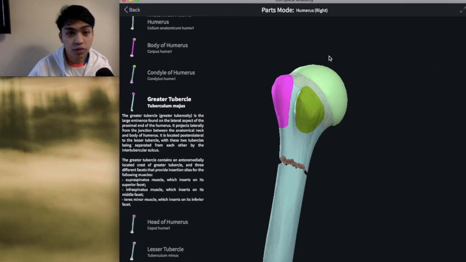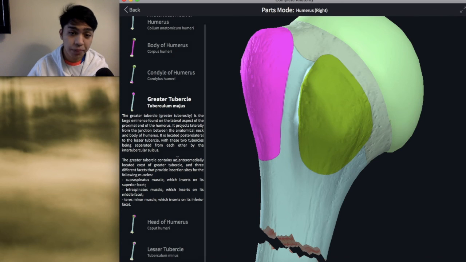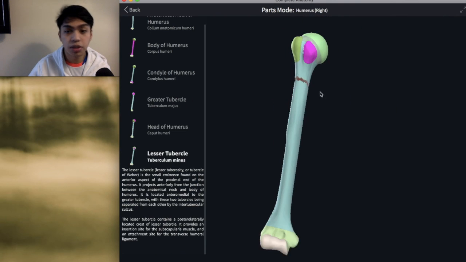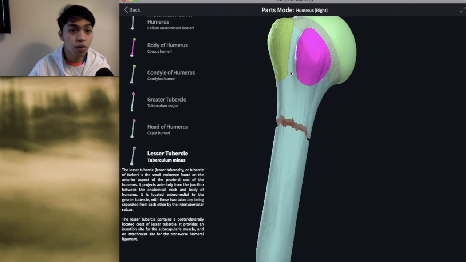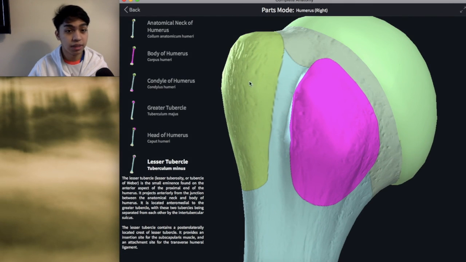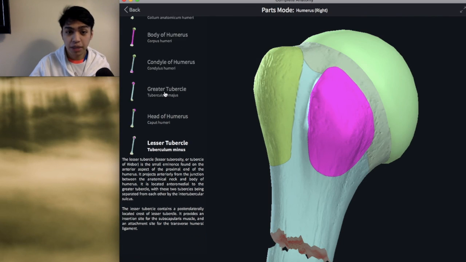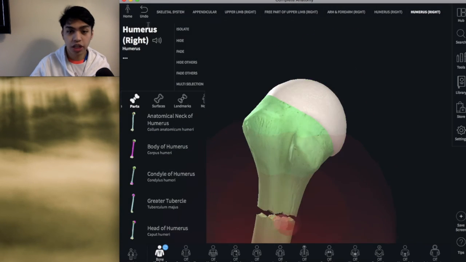Take note of that lateral aspect. The lateral aspect on the proximal end is the greater tubercle, while the eminence in the anterior aspect of the proximal end of the humerus is the lesser tubercle. This is the smaller eminence compared to that of the greater tubercle, hence it is named the lesser tubercle, right? And then immediately below it is the surgical neck.